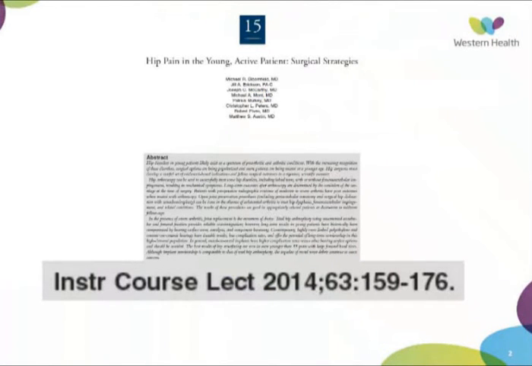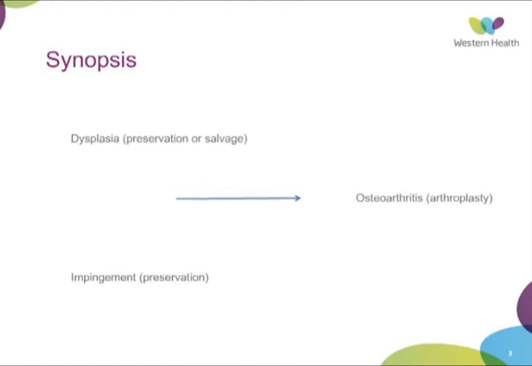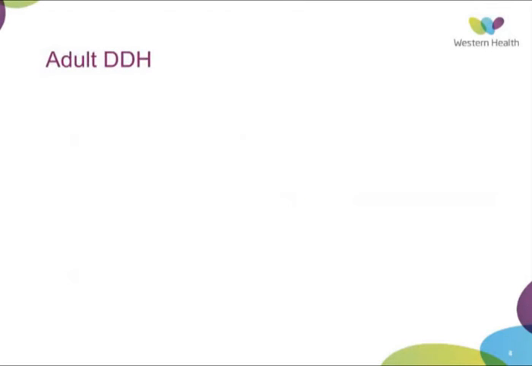So I've largely based this talk around the framework of this Instructional Course Lectures article from this year, talking about the surgical management of active hip pain. And essentially I've done this in two forms, talking about two different types of pre-arthritic hip pain: dysplasia and the mechanisms to treat that, be it preservation or salvage procedures, and impingement, which may or may not be the result of paediatric hip conditions, both of these leading to end-stage osteoarthritis requiring arthroplasty.